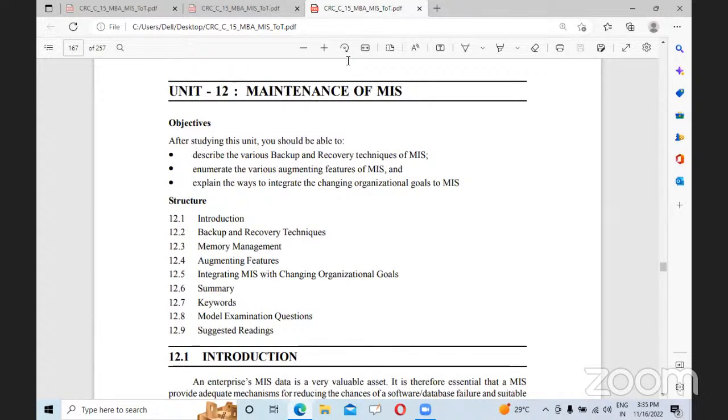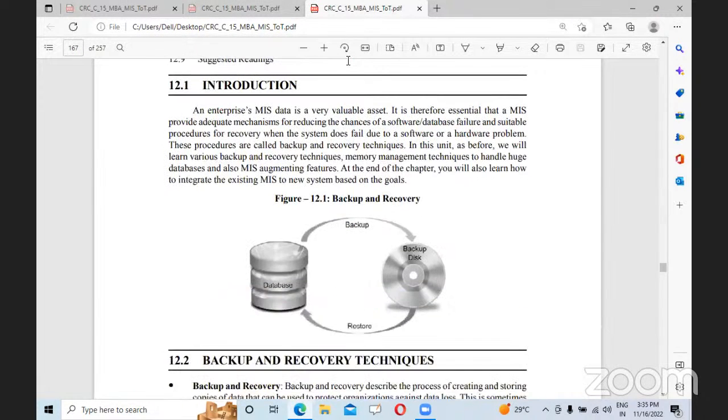Next concept is maintenance of MIS. An enterprise's MIS data is a very valuable asset. It is therefore essential that MIS provide adequate mechanisms for reducing the chances of its software or database failure and suitable procedures for recovery when the system does fail due to a software or hardware problem. These procedures are called backup and recovery techniques.